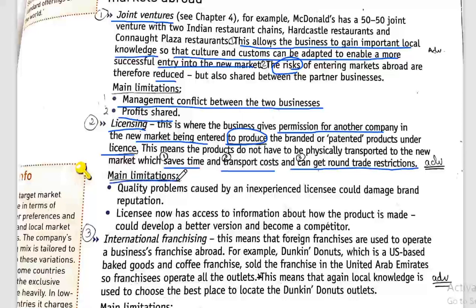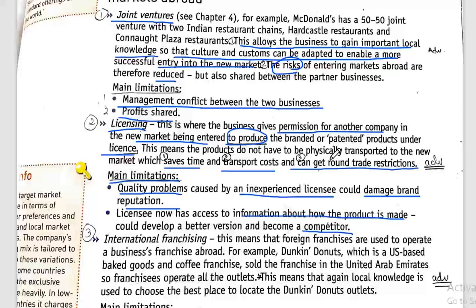The main limitation is that I might face quality problems. This other company might not produce the products just like I do in my home country. So there might be quality problems because I gave the license to someone who is inexperienced and might damage the reputation. And also the licensee now has access to information about how the product is made, could develop a better version, and become a competitor after a specific time.